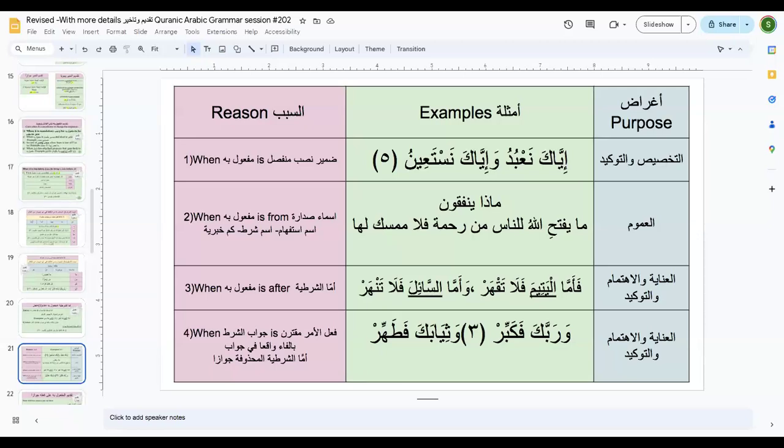So in this case, it is just for generality. When you have asma'u sidara, the purpose, the ghard, is al-umum. There is no takhsis, there is no tawqeed. Is this clear to all of you? When asma'u sidara are there, which include asma'ul istifham, asma'ul shart, and kam al-khabariya, you are going to say that the ghard of taqdeem in this case is al-umum. It is just for generality. It is not for takhsis or tawqeed.